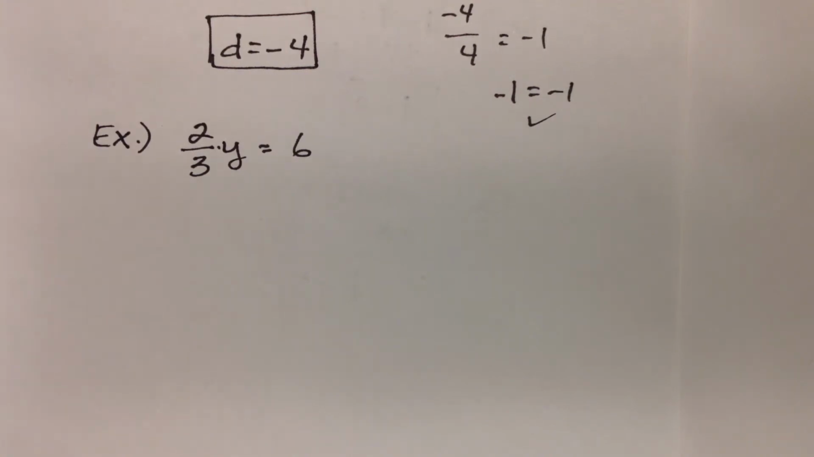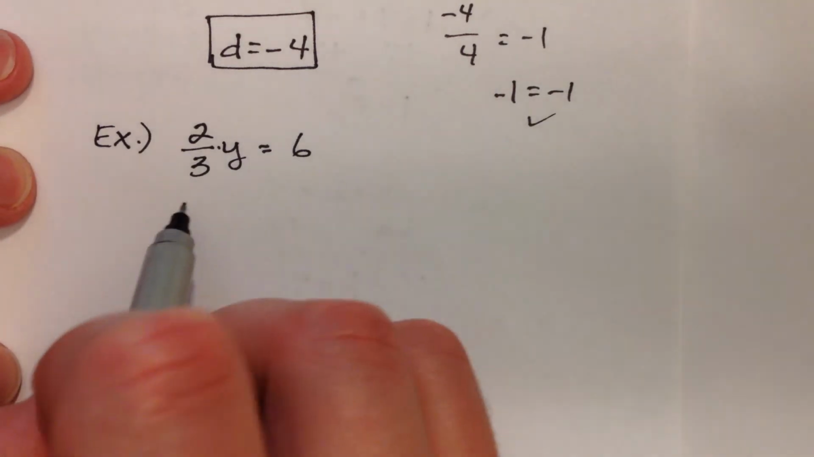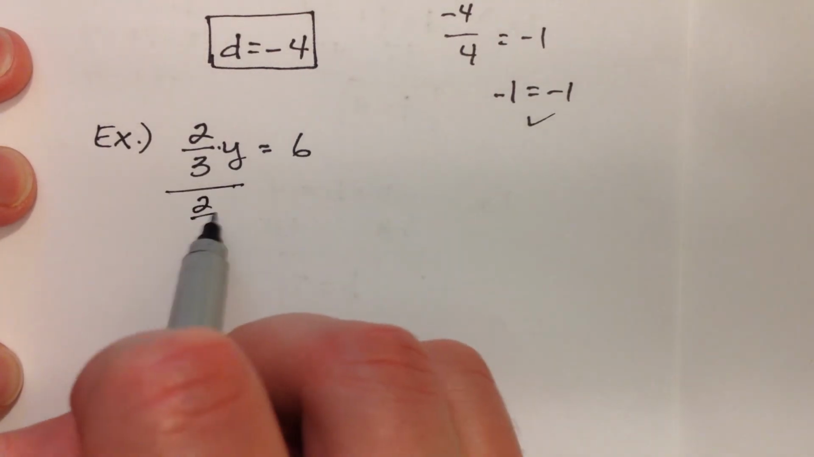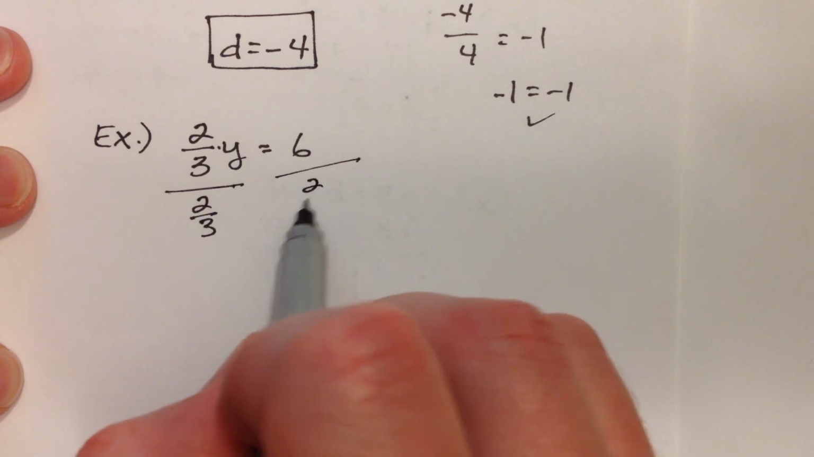And this one you probably can't do in your head just by looking at it and figuring it out. I mean, you could start guessing some numbers, and maybe you'll get it. Maybe you won't. Who knows? But anyway, so we have this 2/3 times this variable y. Well, previously what did we do? When we had something multiplied by y, we divided both sides by that, right? So let's go ahead and do that. Let's divide both sides by 2/3.